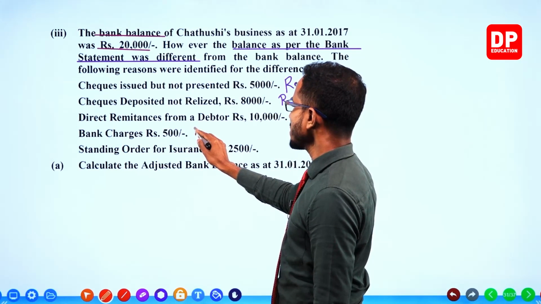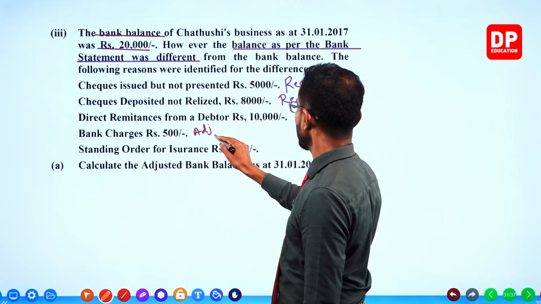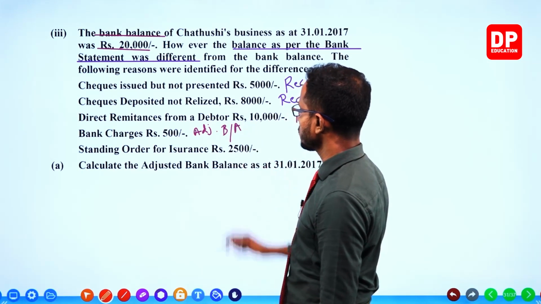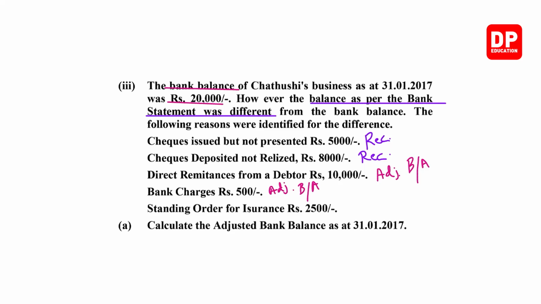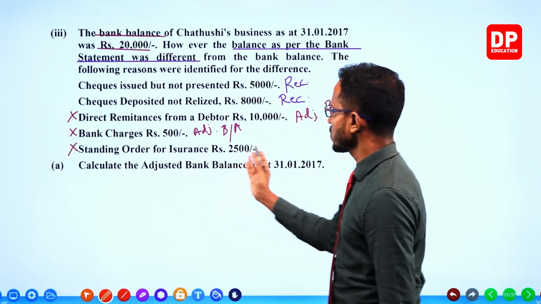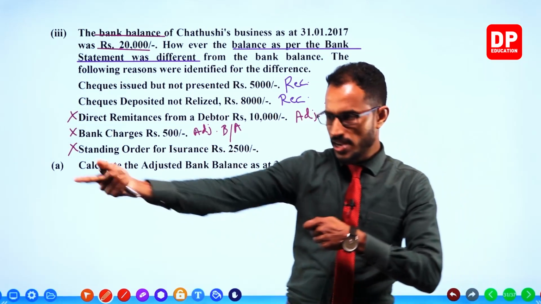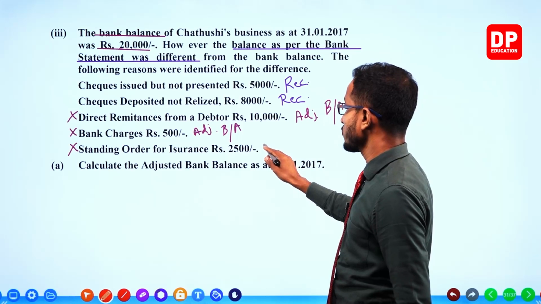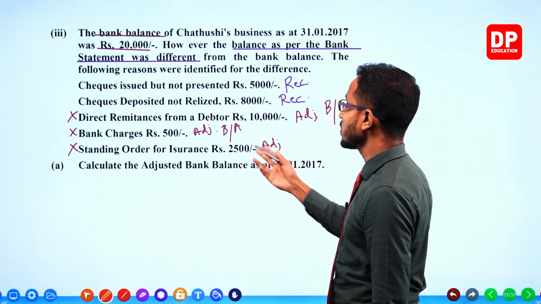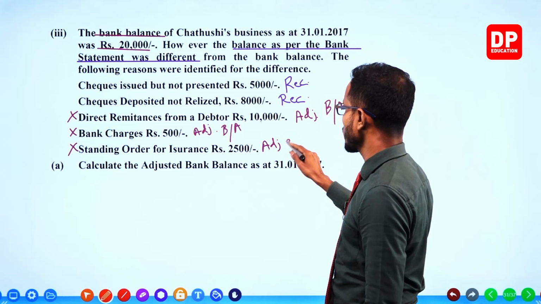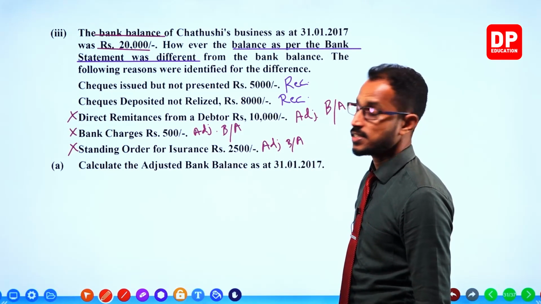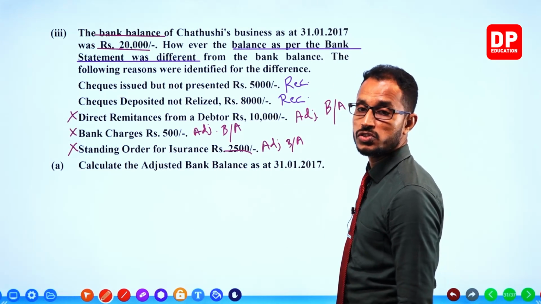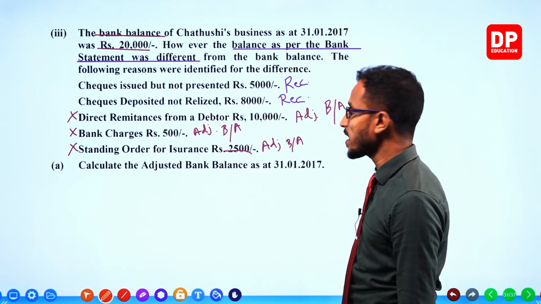Bank charges also. The bank has taken charges, and we don't know that, so we should adjust our bank account. Standing orders, the last one. The bank has paid directly for insurance. We don't know that the bank has paid an amount of 2,500, so we haven't recorded it in our bank account. That means it should be included in our adjusted bank account.